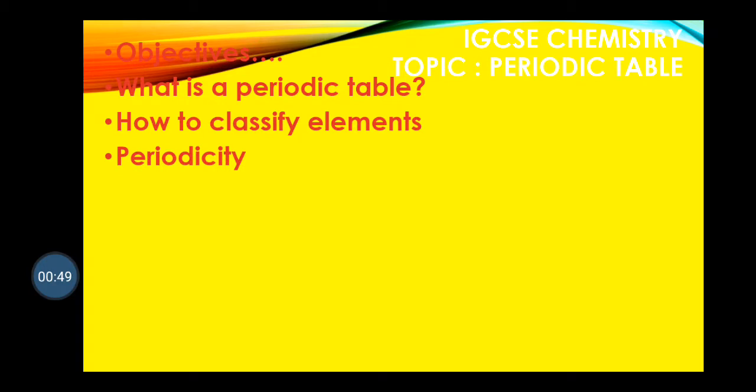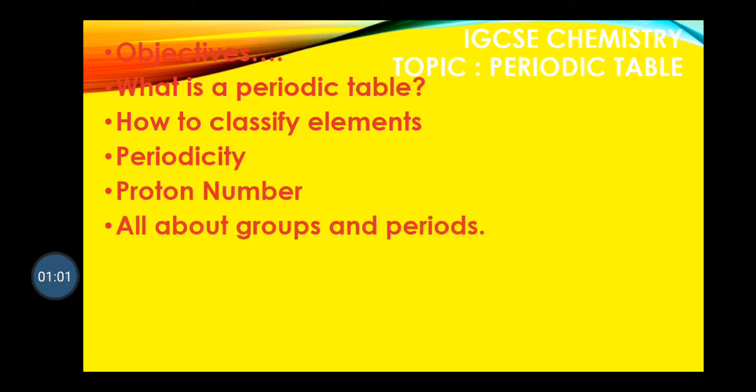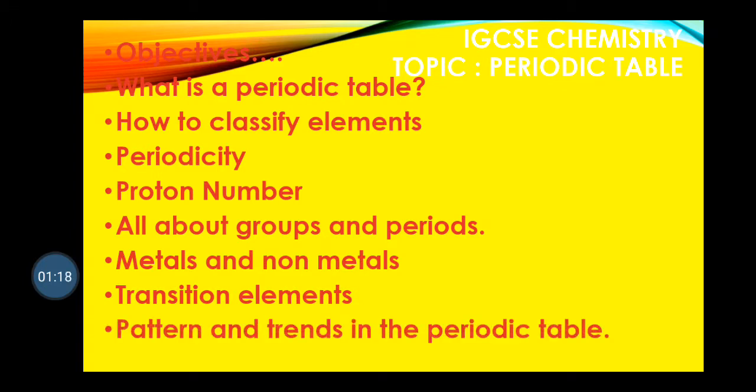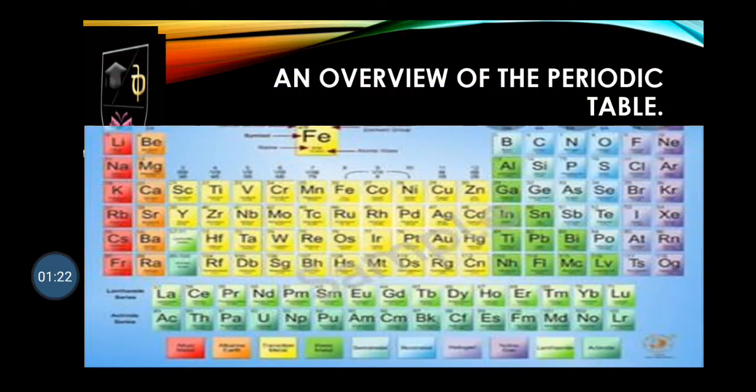If you're looking at periodicity of elements, for an element to be arranged on the periodic table, you have to have an understanding of the atomic number, or the proton number. The proton number has something to do with the number of electrons. It's all about groups and periods. Then we'll be looking at metals and non-metals, transition metals, and patterns and trends in the periodic table, which is the most interesting thing that we are going to look at.